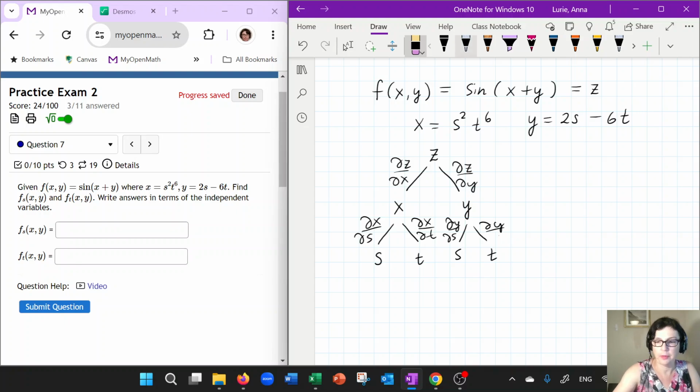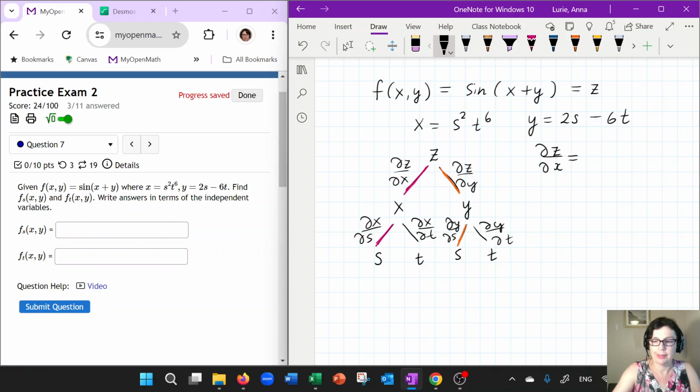Now let's see if we can find the two derivatives. So first of all, with respect to s, we are following the branches that will lead us to s. So that'll be this one, and that'll also be this one right here. Now in order to find that, let's find all the partial derivatives. First, let's find the partial derivative of z with respect to x.